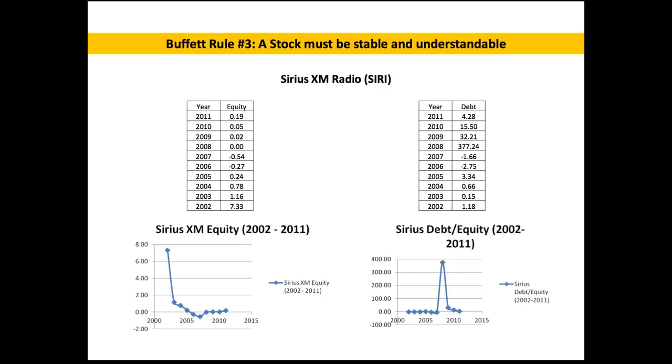Now, when we look at the debt to equity for Sirius, unfortunately, it was so high in 2008 that on the chart you can't even see how the values were fluctuating for all the other years. But to go from a 15.5 in 2010 down to a 4.28 in 2011, those are enormous changes in that company's debt. That's something you want to avoid at all costs: a company that is moving in all these different directions like Sirius is.